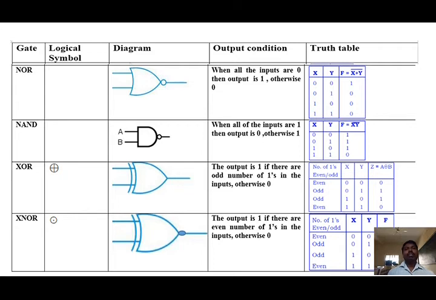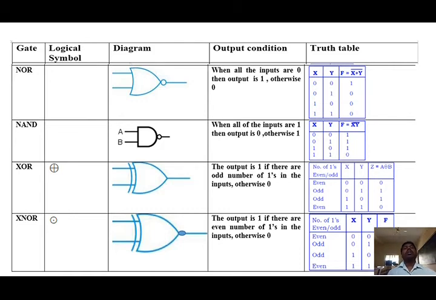There are 4 derived gates: NOR gate, NAND gate, XOR gate, XNOR gate. For all the gates, the same common fields apply: gate, logical symbol, diagram, output condition and truth table.